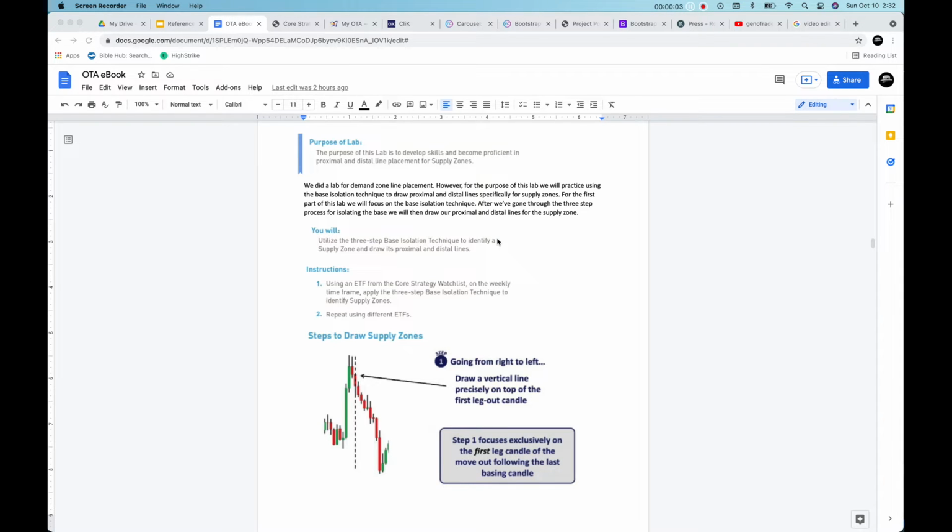All right, the purpose of this lab is to develop skills and become proficient in proximal and distal line placement for supply zones. Now, we did do a lab for demand zone line placement. However, for the purposes of this lab, we will practice using the base isolation technique to draw proximal and distal lines specifically for supply zones. So, for the first part of this lab, we'll focus strictly on base isolation. And then after we've gone through the three-step process for isolating the base, we will then draw our proximal and distal lines for the supply zone.